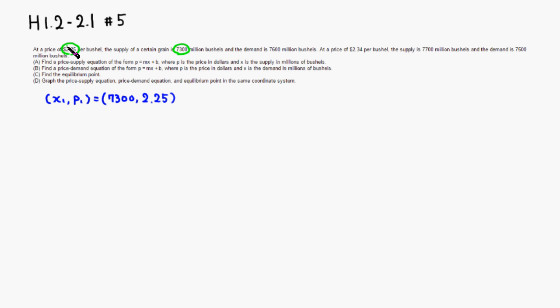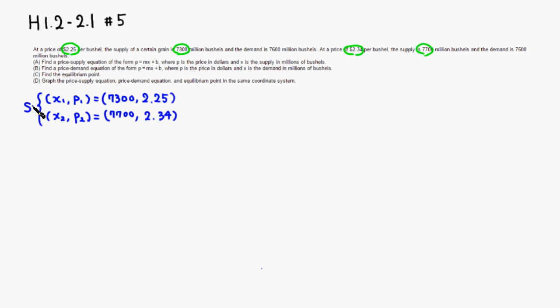Alright, so then the other one, we use this piece of information. So for the supply, at a different price, here's another price, a slightly higher price there. So x2, p2 is going to be equal to 7,700 at the price of $2.34. Right, so this is for supply. I'll just say S.